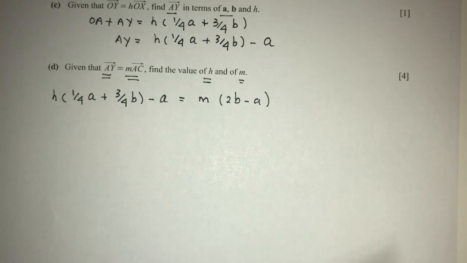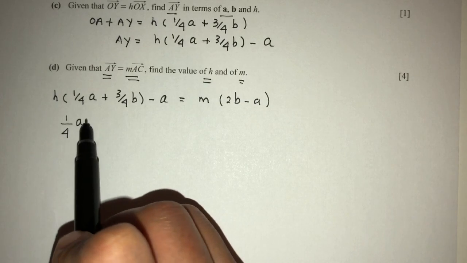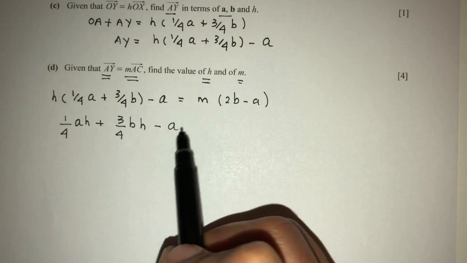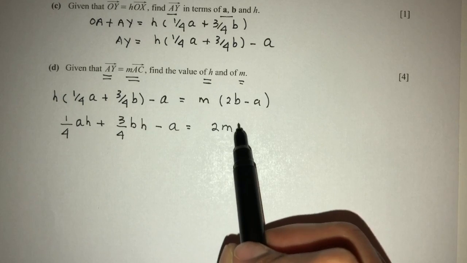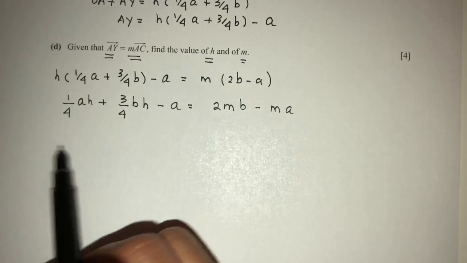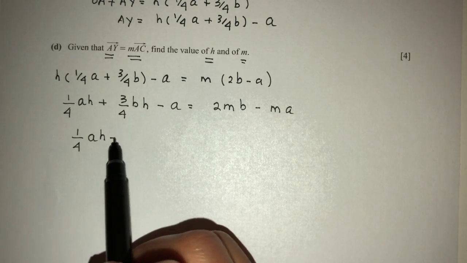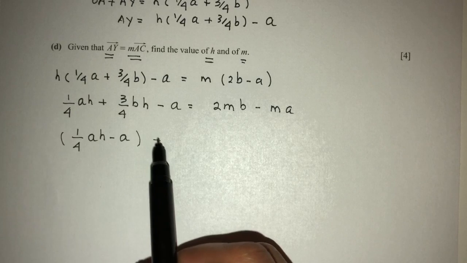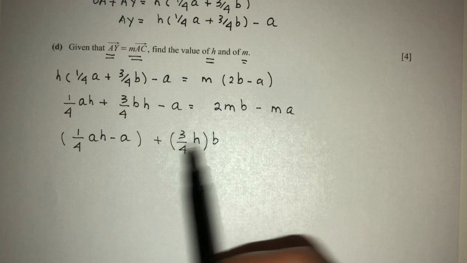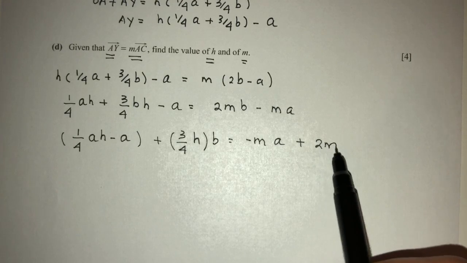So let's write this down. Let's simplify. You have 1 over 4 AH plus 3 over 4 BH minus A, that will be 2MB minus MA. Simplify. On this side, you will have 1 over 4 AH minus A, that will be one side, plus 3 over 4 H on B, that is the other one, equal to minus MA plus 2MB.